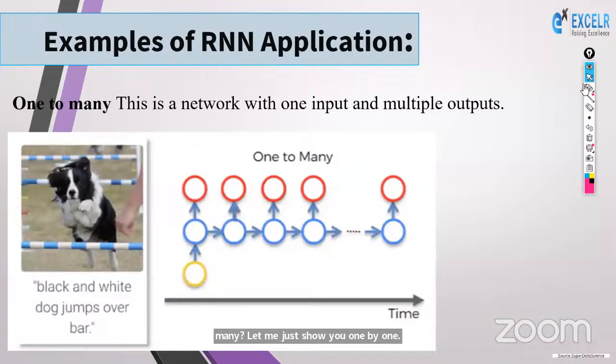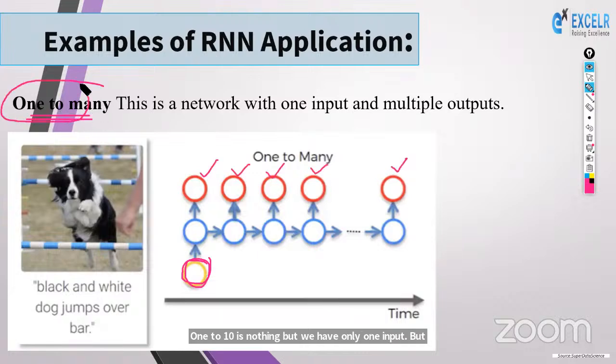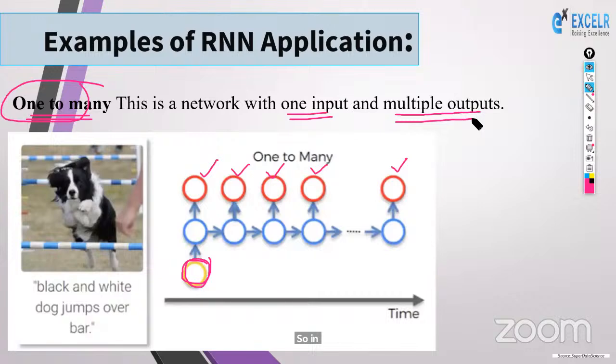So guys, this is the example of one-to-many application of RNN. What is a one-to-many? One-to-many is nothing but we have only one input, but multiple outputs. This is something we are calling a one-to-many. So in this network, we have only one input, but multiple outputs.